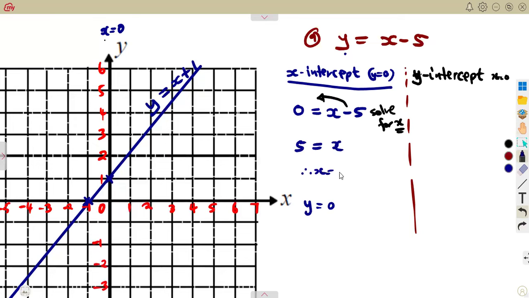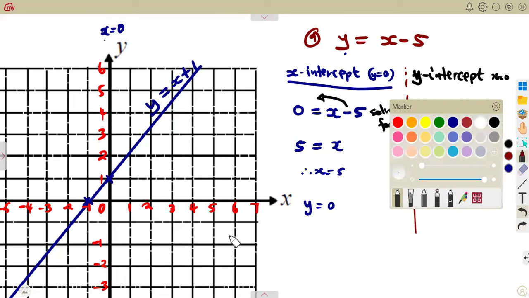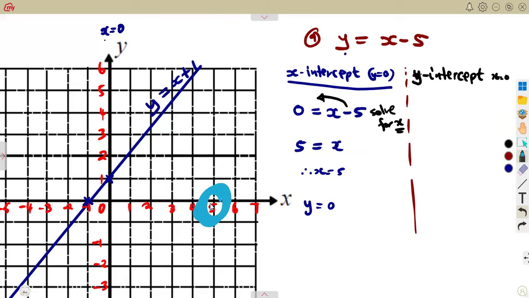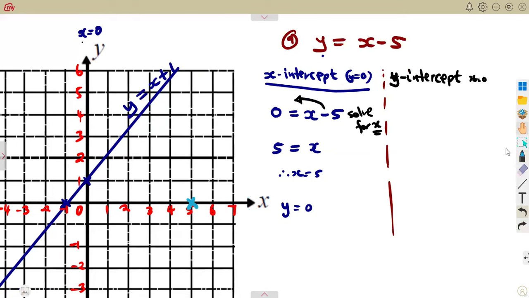So therefore, our x must be what? A 5. You can mark that point where x is a 5. So x is 5 direct in the x-axis, because y is 0 there. So direct in the x-axis, you mark the point 5. Okay, you do the same thing.